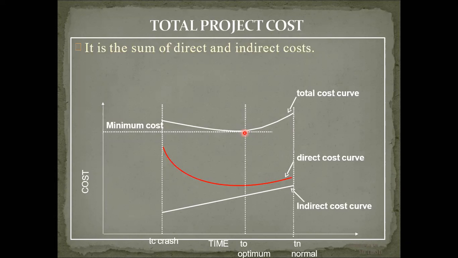So this is the project cost and crash cost relation. The total project cost is the summation of direct cost and indirect cost. In a single graph, all things are mentioned: crash time, optimum time, normal time, then minimum cost, the crashed cost, and the normal cost. We have to consider that further.